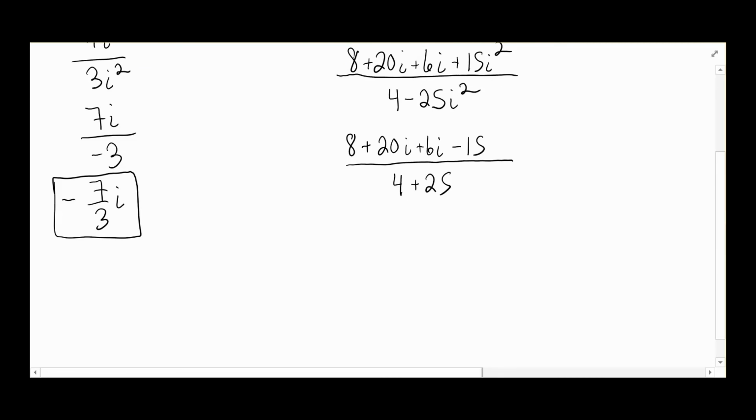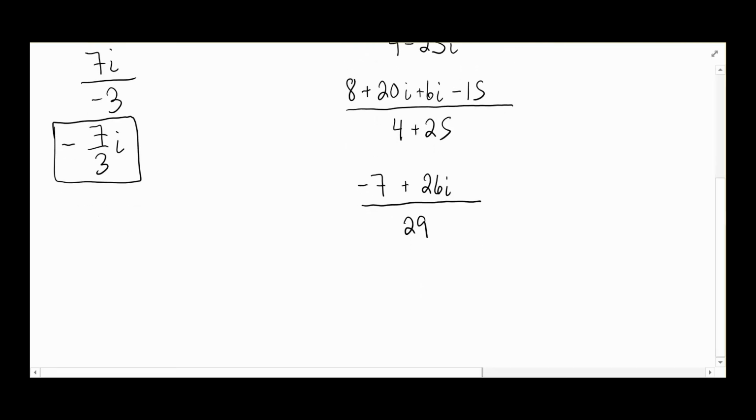Now we can combine like terms. And so up top, I have 8 minus 15 is negative 7. And I have 20i plus 6i is 26i. And in the bottom, I have 29. Now, this is not an acceptable way to write my final answer, because I want to write my answer in a plus bi form. So I want to distribute the 29 to each of these, writing it as negative 7 over 29 plus 26 over 29 i. So there's my a plus bi form.